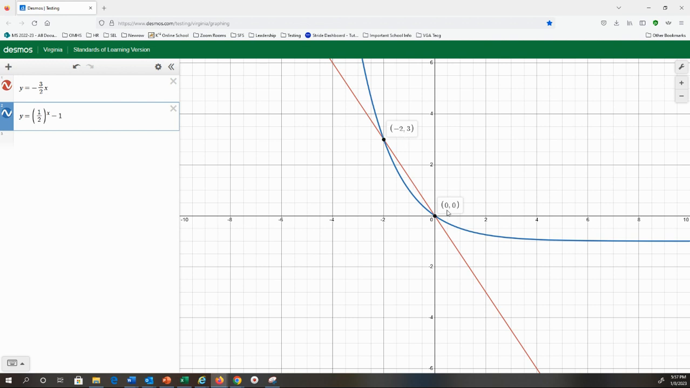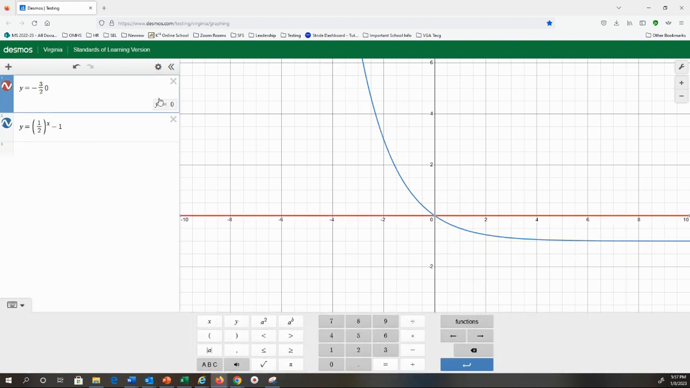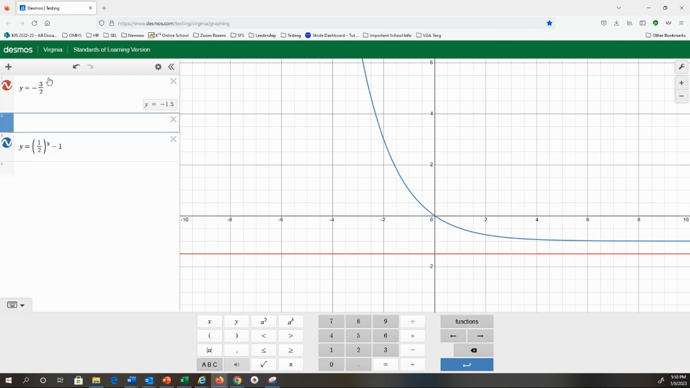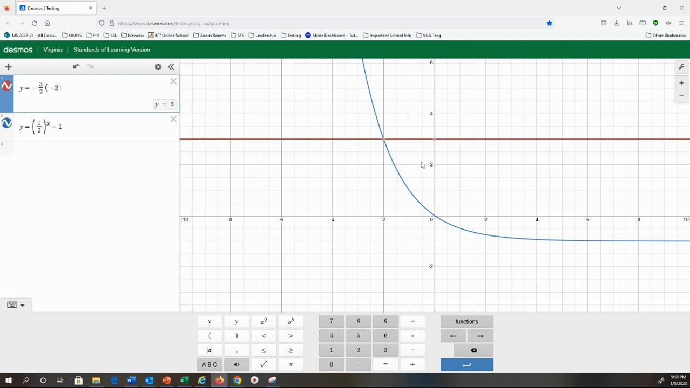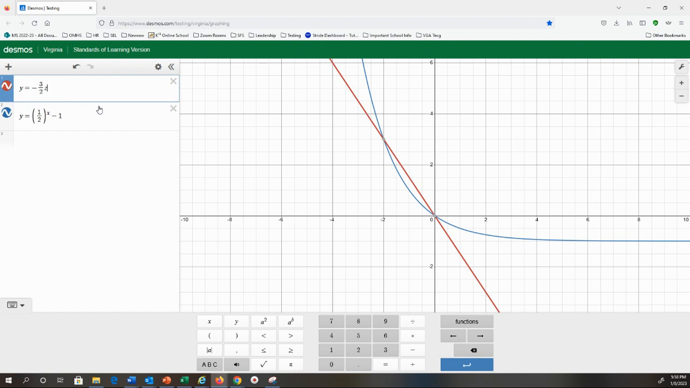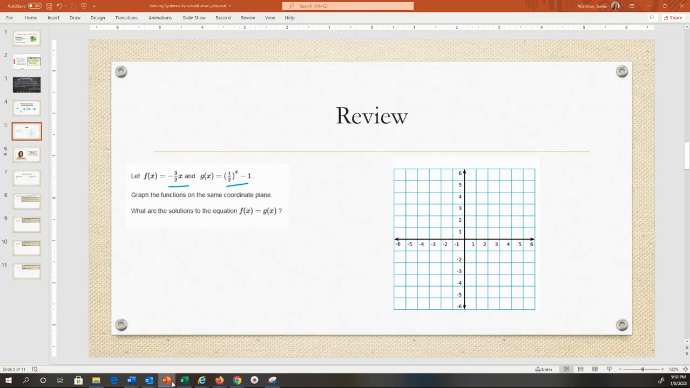-2, 3, and 0, 0. This means if you put this x value, -2, you'll get a 3 out in either one of these functions. If you put in a 0, you'll get a 0 out. And you can try it. Look, if I put 0, you get 0. If I put -2 for x up here, you get the 3. So it does work.